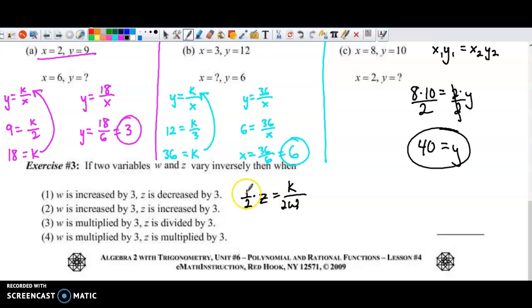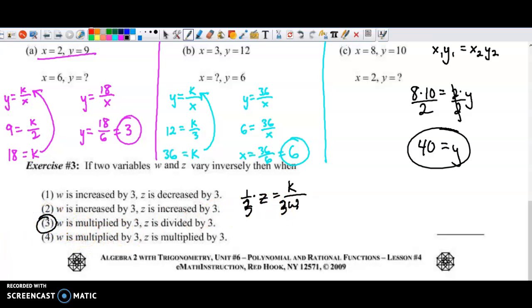Now, we've talked about before that dividing by 2 is the same thing as multiplying by 1/2. Well, none of these situations have 2 in there, but there's a situation with 3. So if we multiply w by 3, then z would be divided by 3.